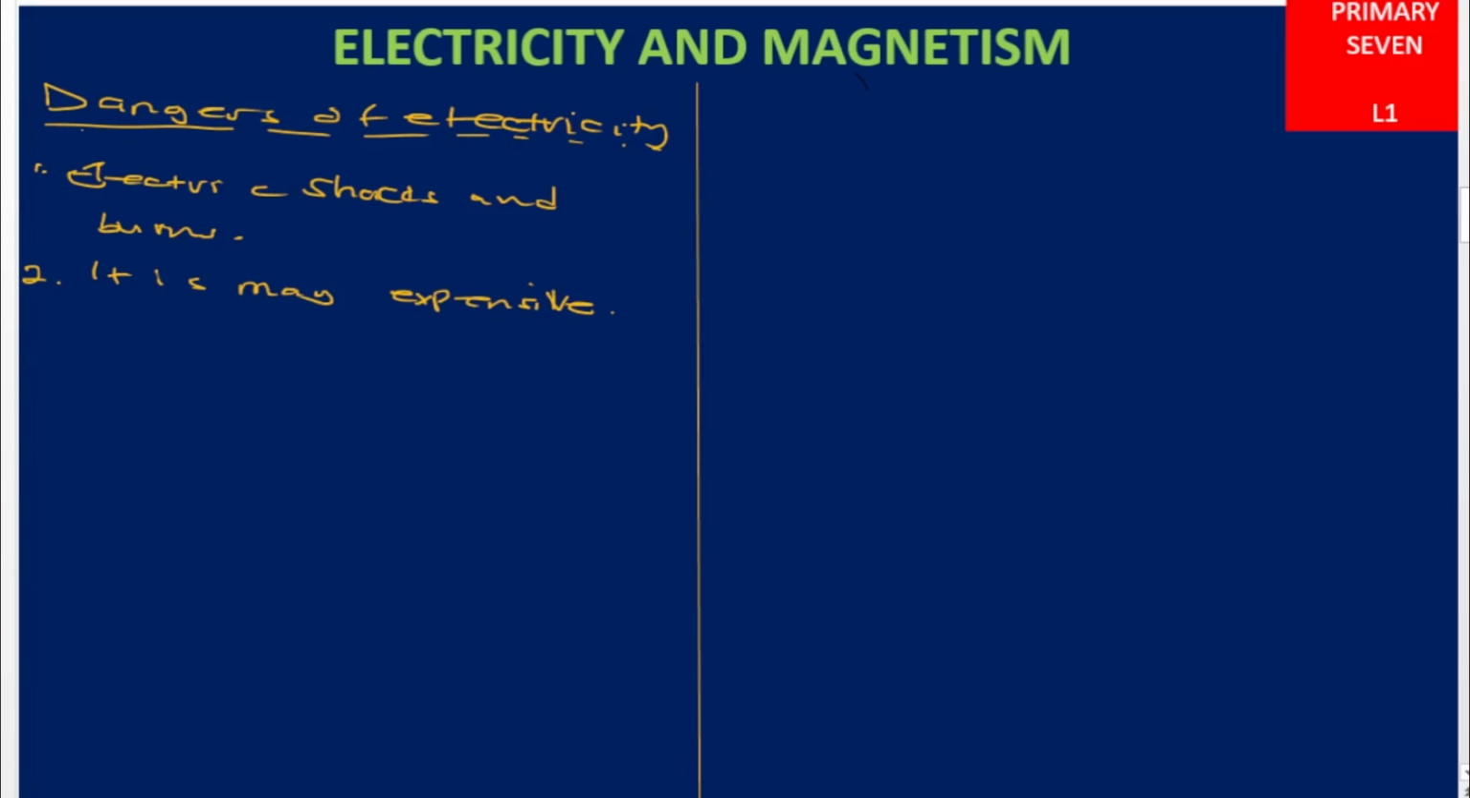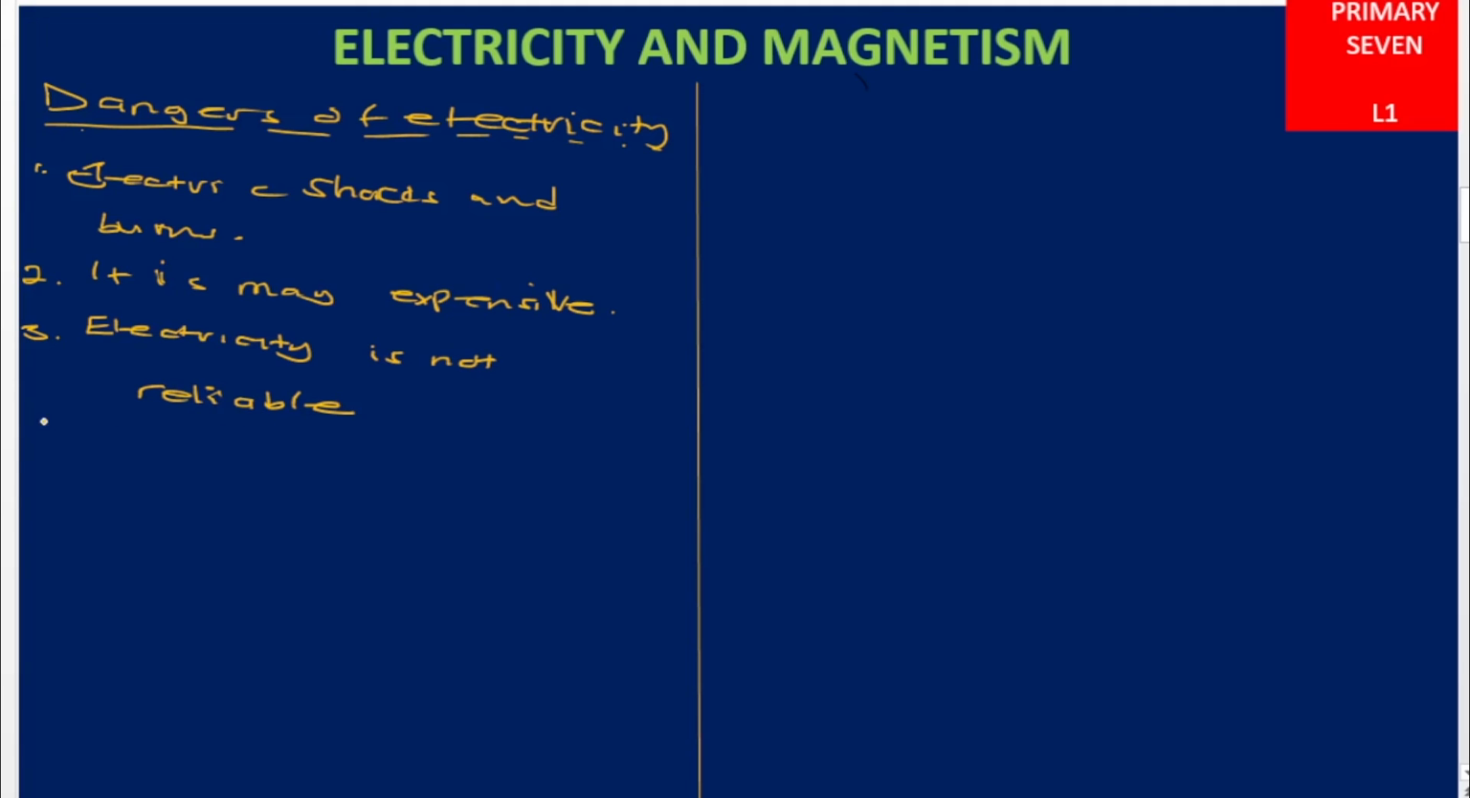Then another, electricity is not reliable. Imagine you're watching your movie, then from nowhere, out of the blue, power off. So electricity is not reliable. Sometimes it goes off, sometimes it comes back late, so those things. So that is all about our first lesson, primary 7, topic number 2, theme, matter and energy.